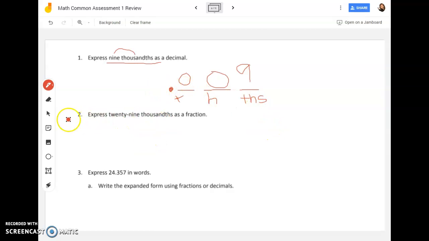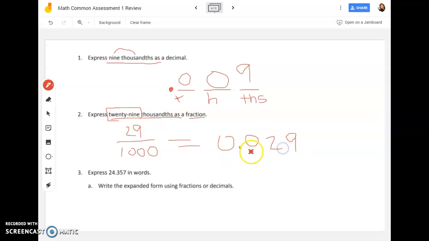Okay? Now it says express 29 thousandths as a fraction. Well, let's look at this first part of the number. We know we're going to have 29. And they told us they want it to be thousandths. So all we're going to do, guys, is take that 29 and stick it on top of 1,000. Easy peasy. 29 thousandths written as a fraction. If we wanted to write it as a decimal, I would just need my 9 to land in the thousandths place. So I have no tenths. I know I need my 9 in the thousandths, so my 2 would go into the hundredths. This is how to write 29 thousandths as a decimal, but there it is as a fraction.